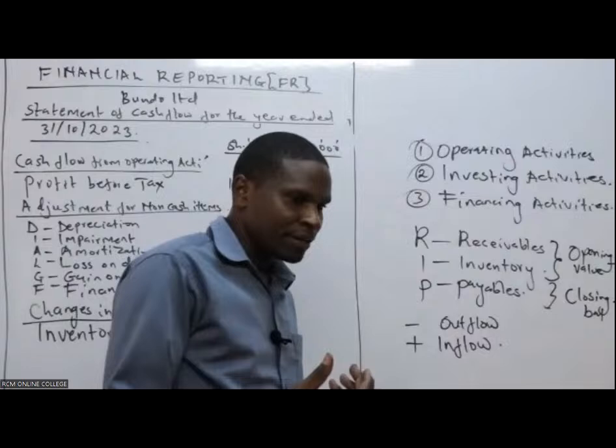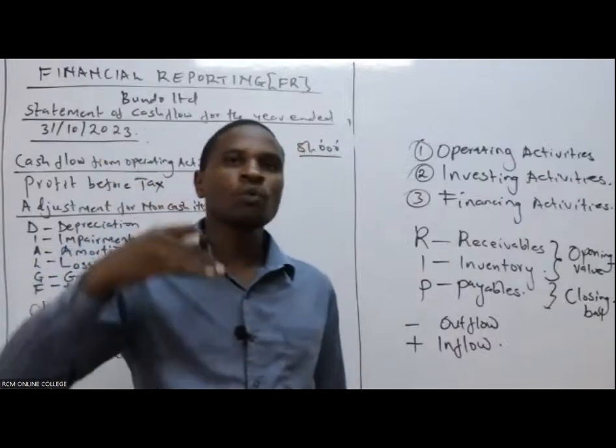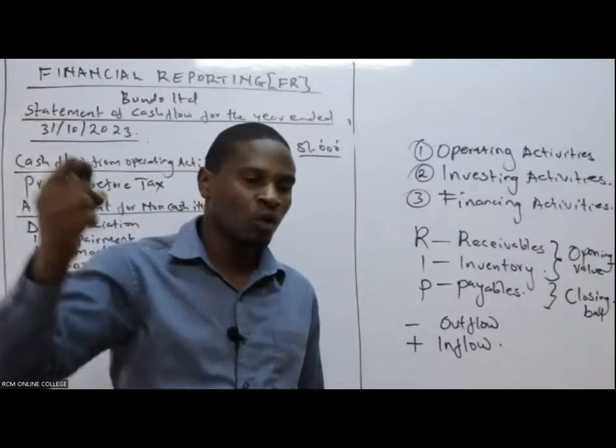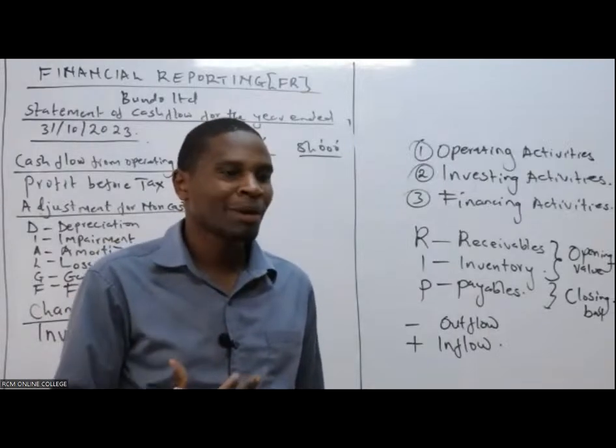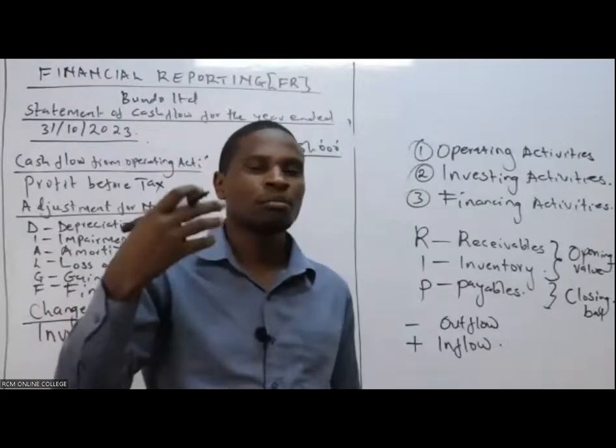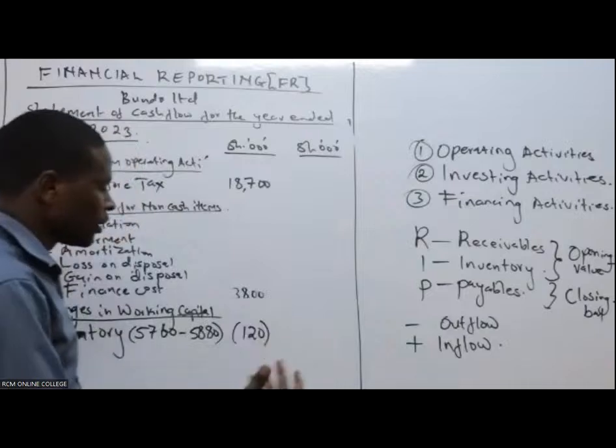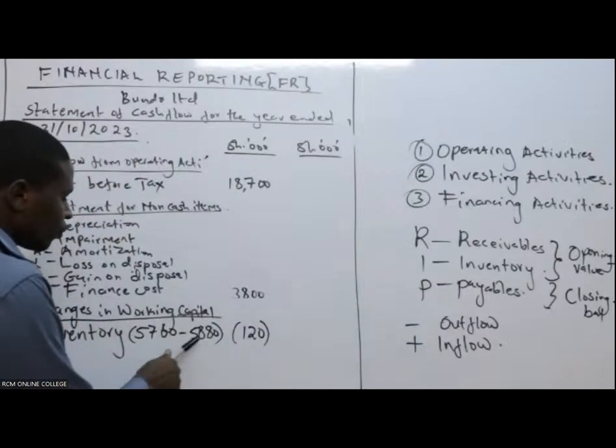What does that mean? It means in our cash we purchased more stock, and our cash reduced. Hiyo ndio inamaanisha we purchased more stock, our cash reduced. Na hii ina indicate tu hivyo. Unaona stock ilikuwa 5760 ime increase.